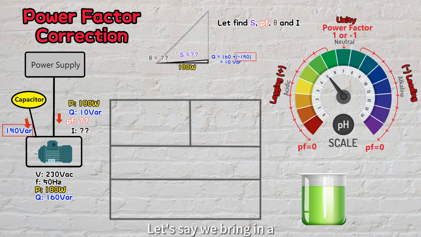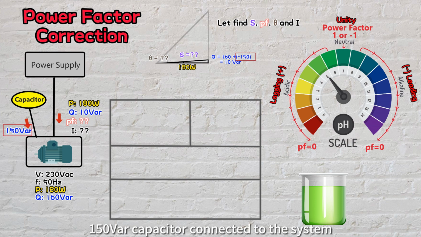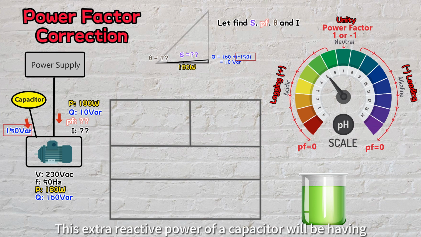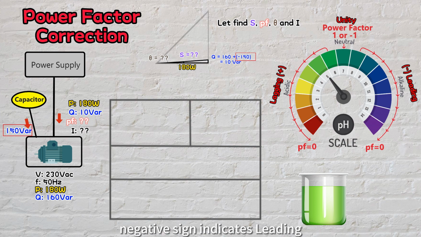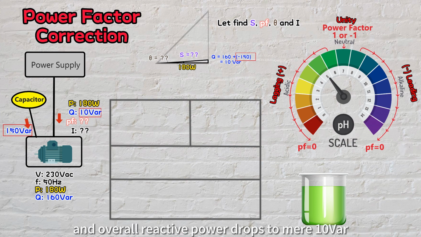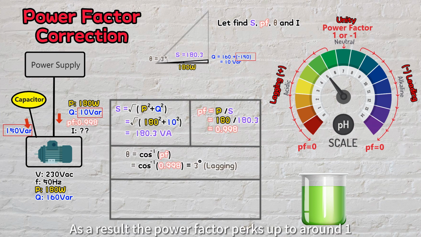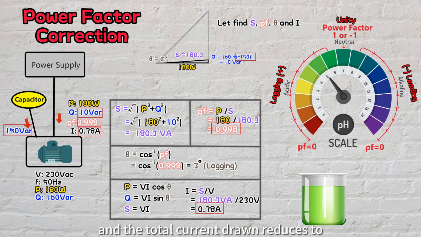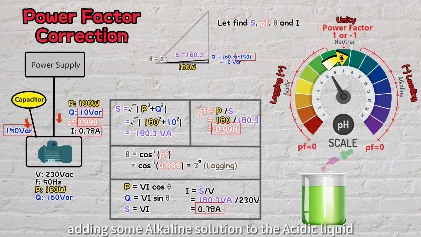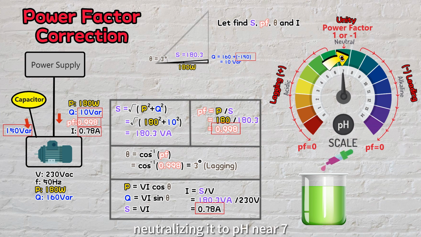Let's say we bring in a 150 var capacitor connected to the system. The extra reactive power of a capacitor will have a negative sign, indicating leading, and overall reactive power drops to a mere 10 var. As a result, the power factor perks up to around 1 and the total current drawn reduces to 0.78 amps. It's like adding some alkaline solution to the acidic liquid, neutralizing it to a pH near 7.